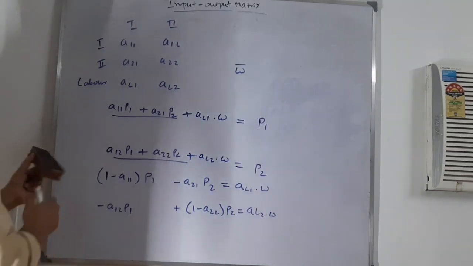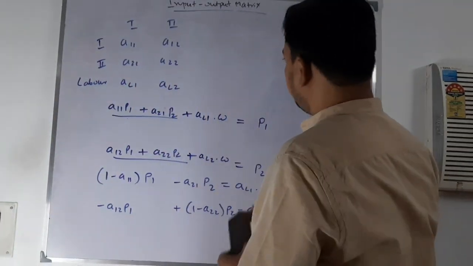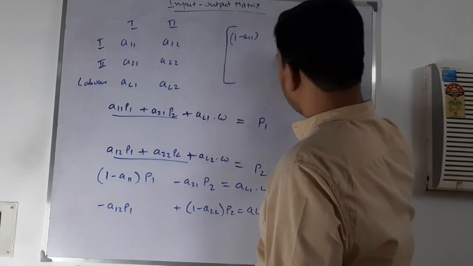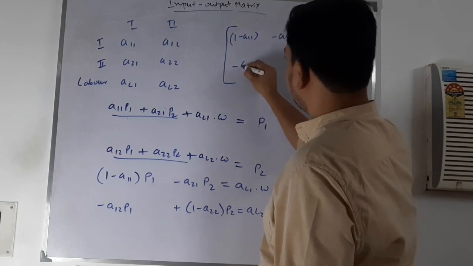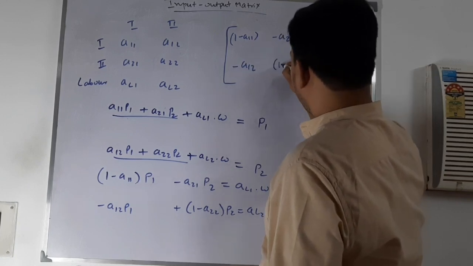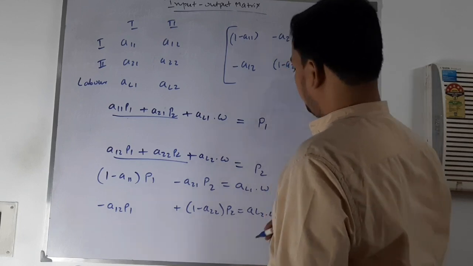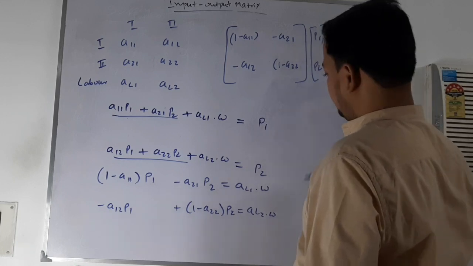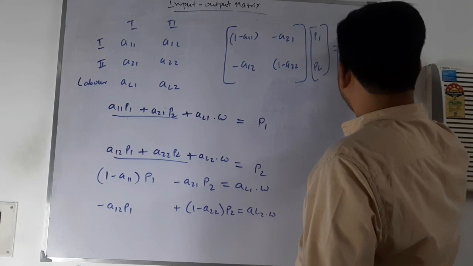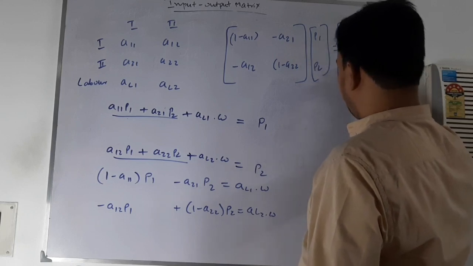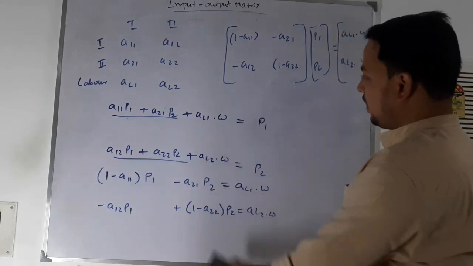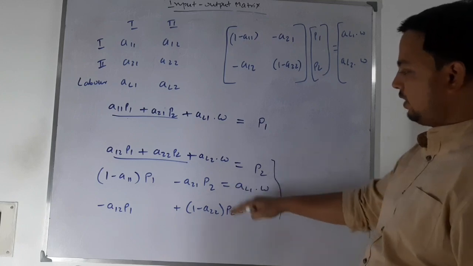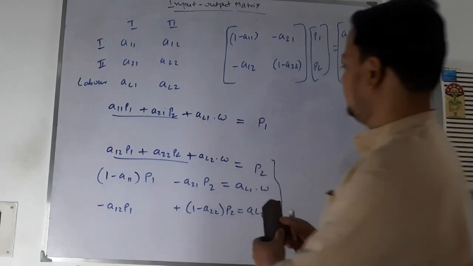If we write these terms in matrix form, what we are getting is the matrix with 1 minus A11, minus A21, minus A12, and 1 minus A22. Then here you will have P1, P2, the price vector, and here I will have AN1 into W, AN2 into W. This is what we have derived from here. I have written this in matrix form.